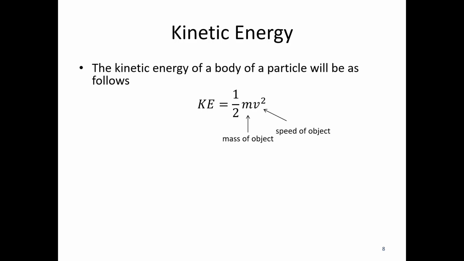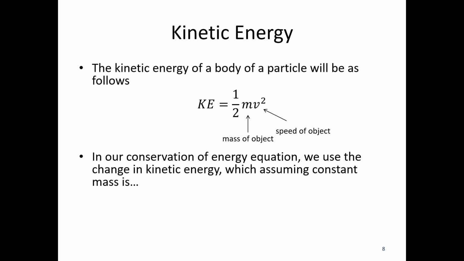So v usually is velocity, but in this case I only care about the magnitude of the velocity, which itself is just the speed. So in our conservation of energy equation, we're going to use change in kinetic energy. So we always have delta KE in our equation. So assuming constant mass, it's just 1/2 m v final squared minus 1/2 m v initial squared. So final minus initial for our kinetic energy.